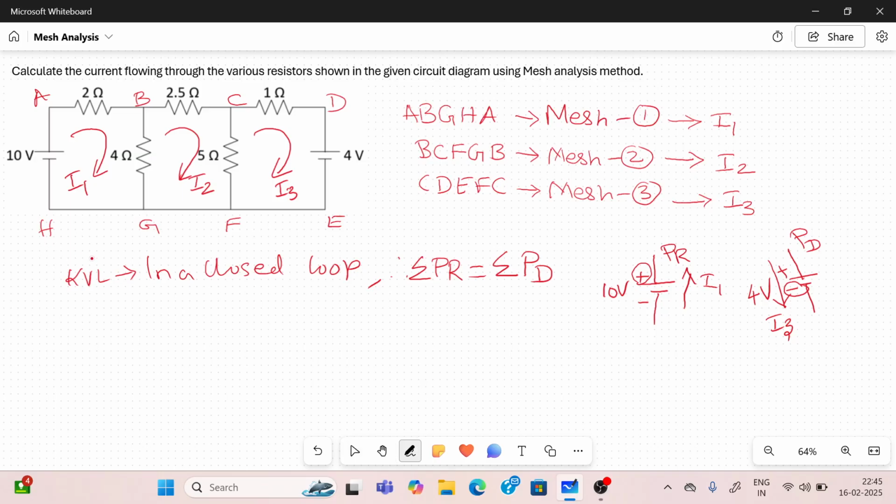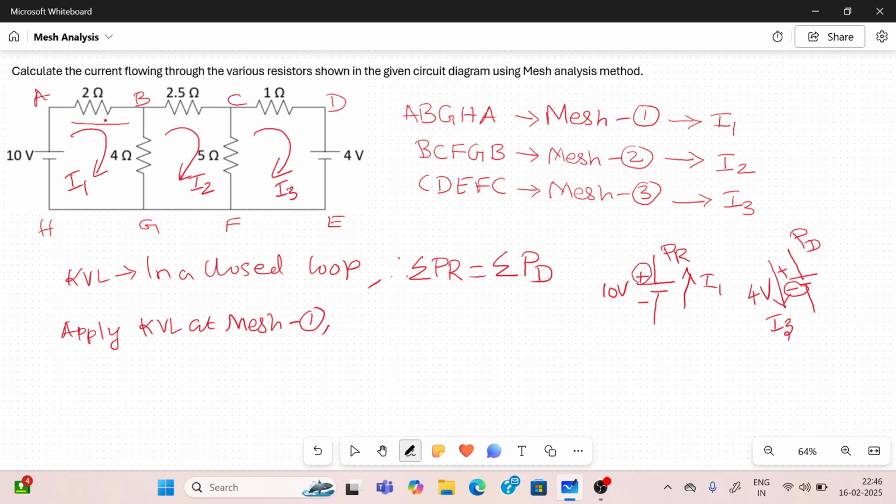Okay. What is my mesh 1? The mesh 1 is, so apply KVL at mesh 1. What is mesh 1? A, B, G, H, A. What is the current direction for this? So the flow will be this way, right?